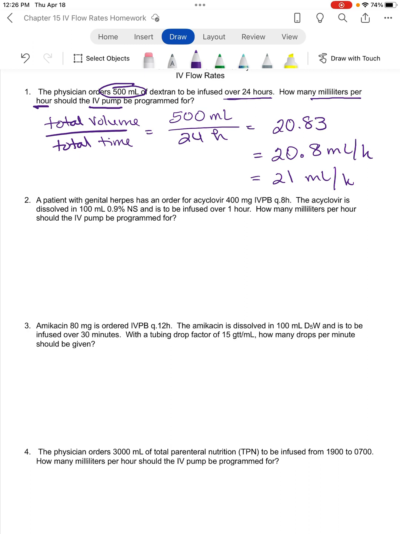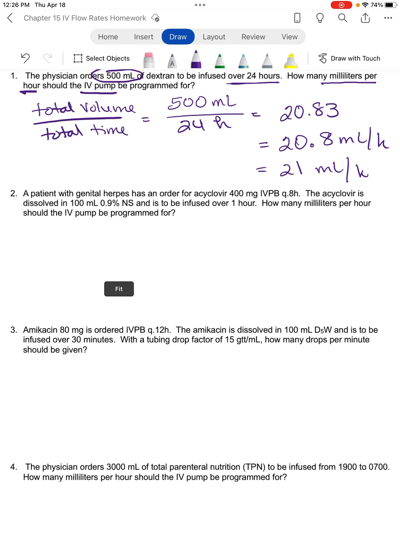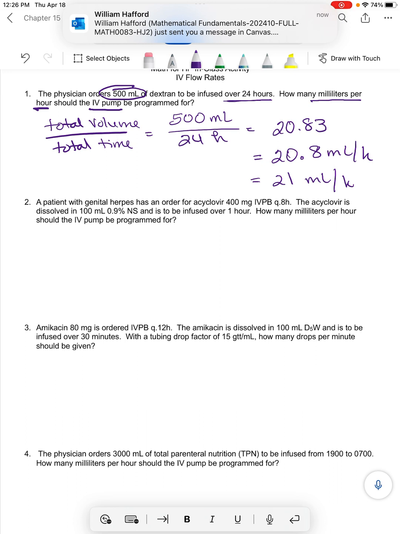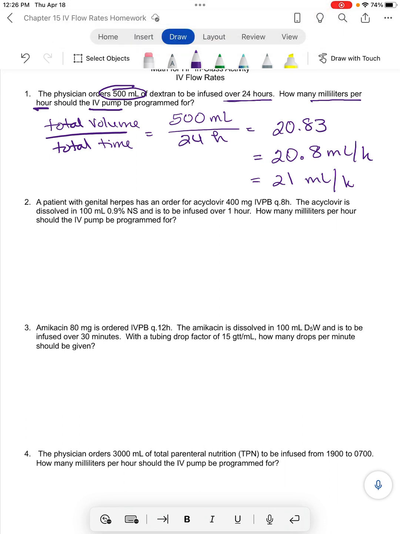All right, so number 2, a patient with genital herpes has an order for 400 milligrams IV piggyback every 8 hours. The medication is dissolved in 100 milliliters of 0.9% normal saline and is to be infused over 1 hour. How many milliliters per hour should the IV pump be programmed for? Okay, so it's given us more information than we need, and it always does. So you have to think about what you're looking for. We're wanting the milliliters per hour.